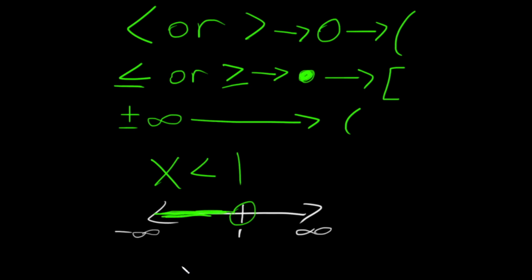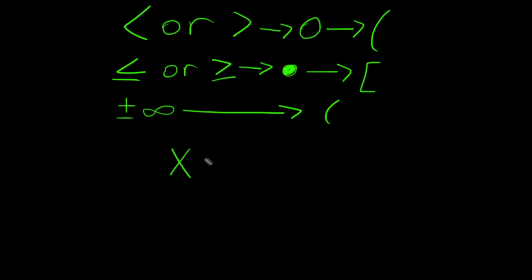Using interval notation, we always go from the smallest number to the largest, or left to right. So the farthest to the left we go is negative infinity. And like we saw, positive or negative infinity requires a parentheses. So we're going to open parentheses, negative infinity, comma, and then we go all the way up to 1, an open circle, because we're not including it, therefore close with parentheses.